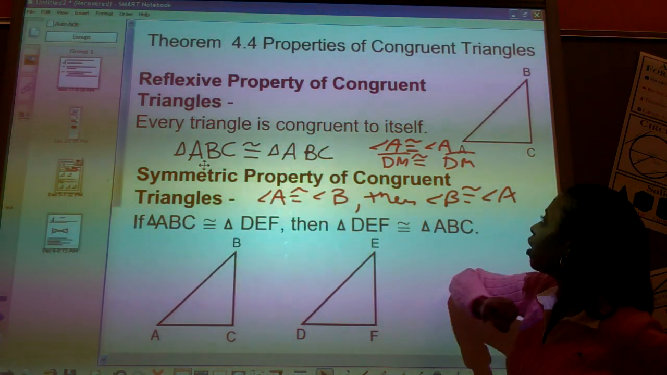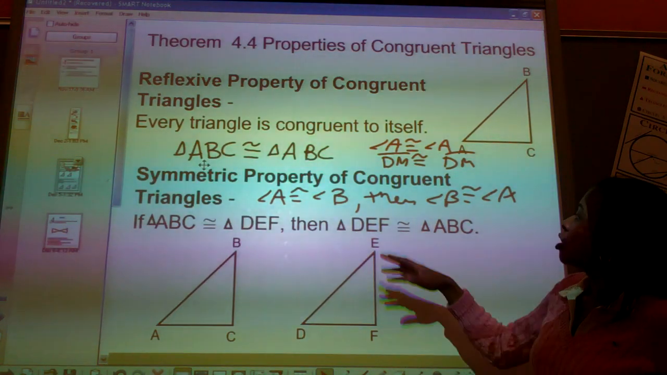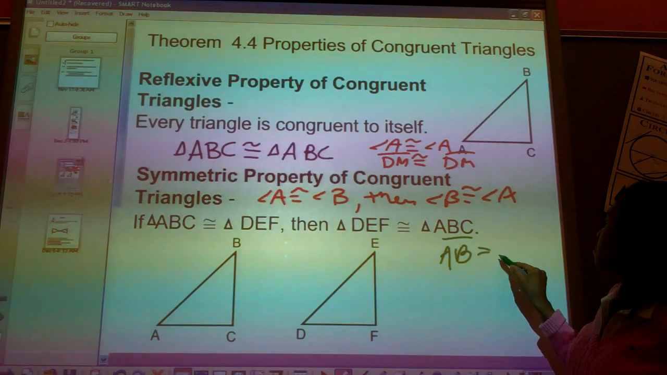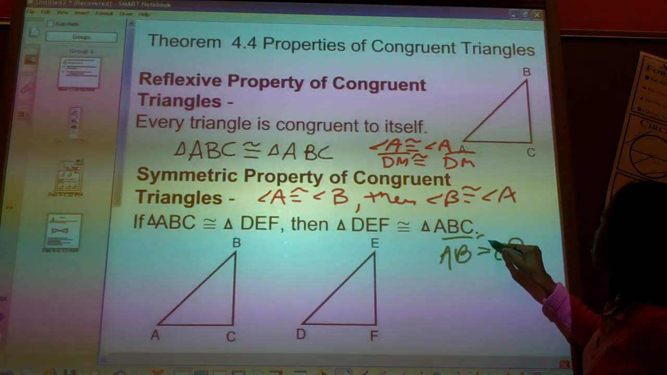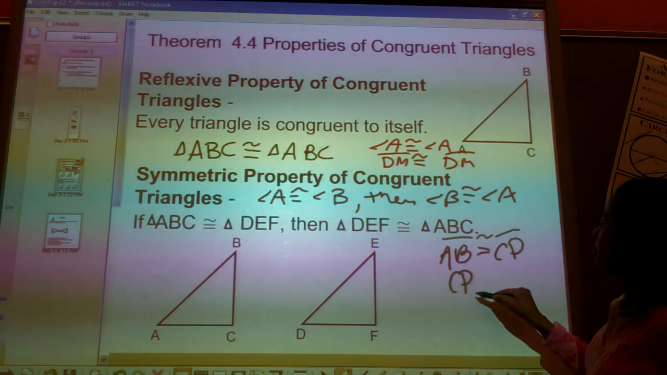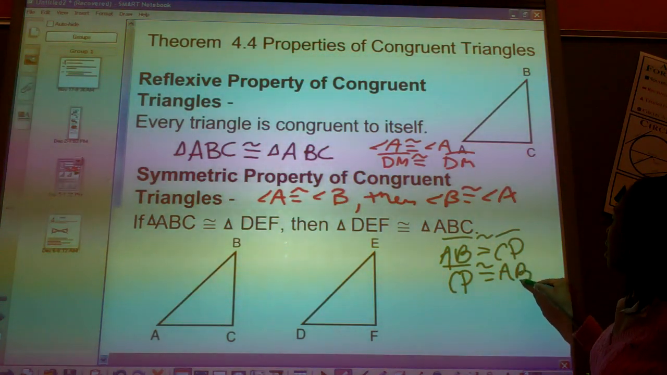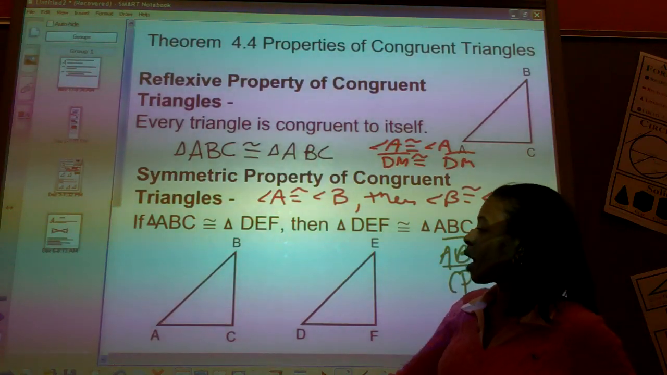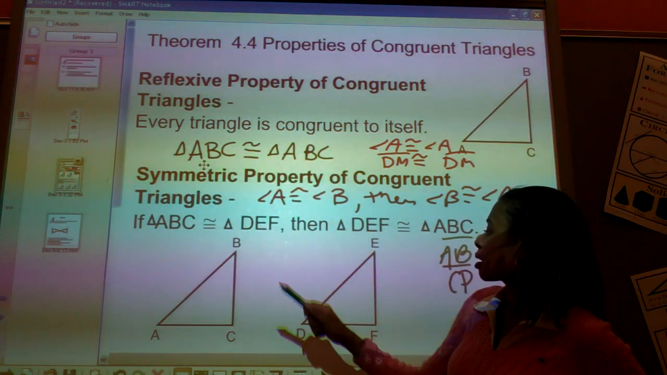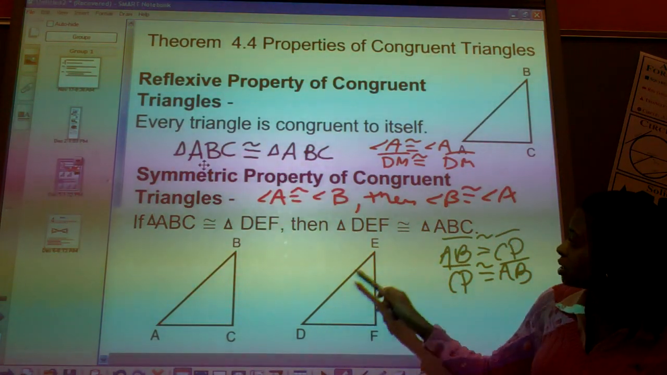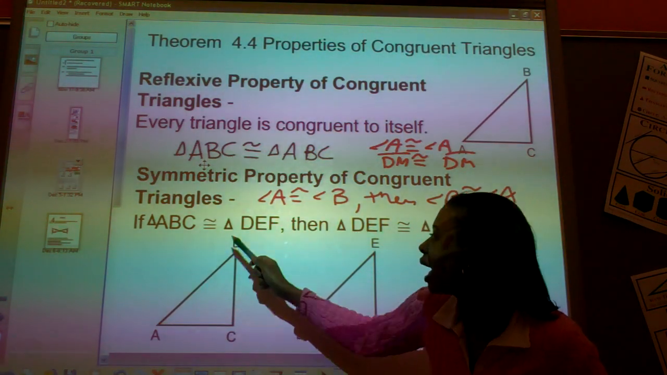We did that with angles. We also did this with segments: segment AB is congruent to CD, and the symmetric is segment CD is congruent to segment AB. Now we're just doing it with triangles. Triangle ABC is congruent to triangle DEF, and the symmetric says the reverse: triangle DEF is congruent to triangle ABC.